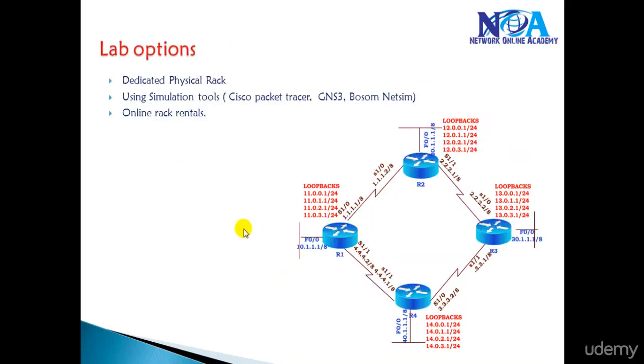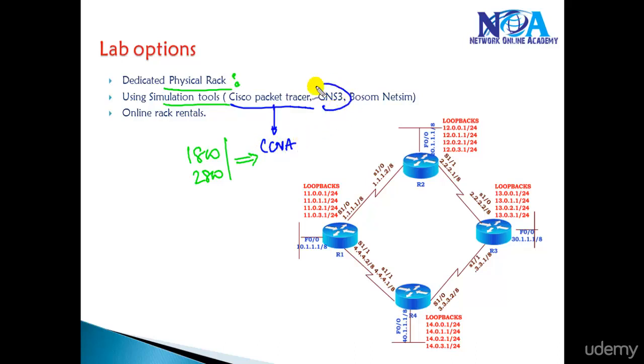Now to set up these labs, you can either use your dedicated physical rack with 4 routers, probably 1800 or 2800 series routers, or any other series, with some back-to-back cables. Or you can set up these labs on simulation tools. Cisco Packet Tracer is a very good tool for your CCNA level labs, but for CCNP routing especially, I don't recommend it.